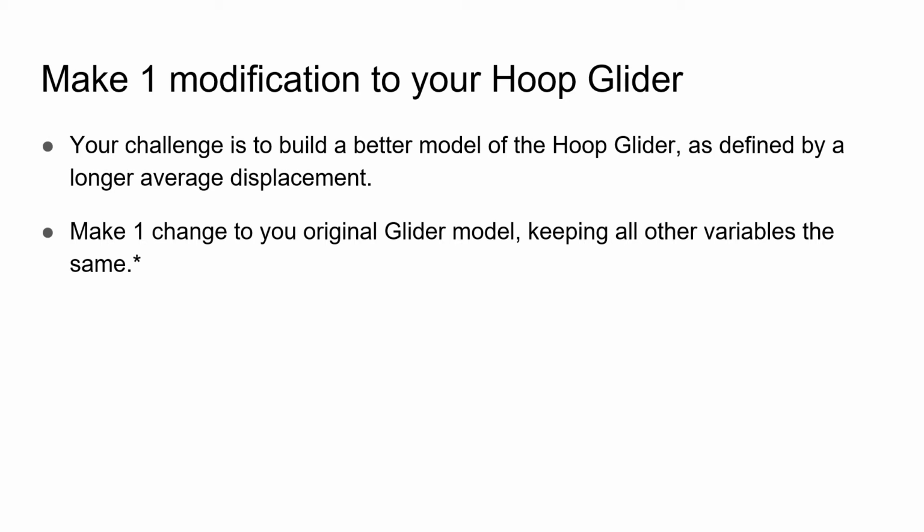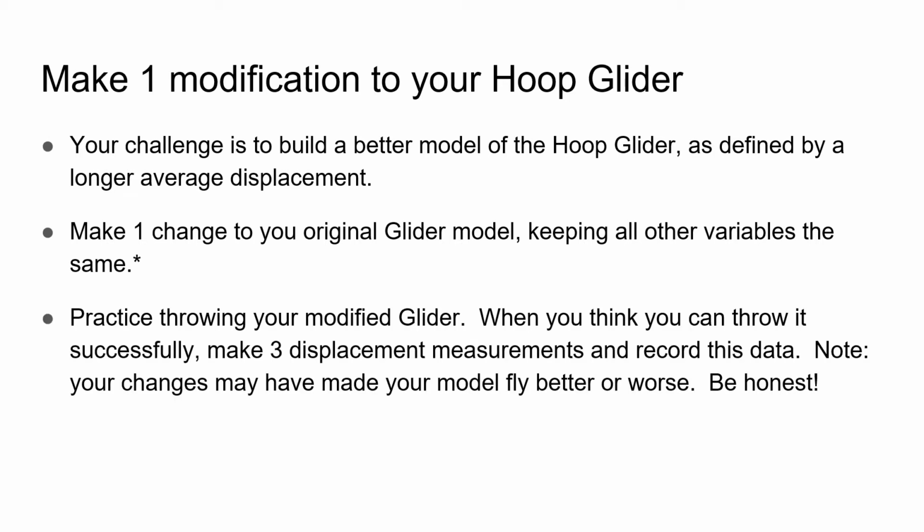Now, if you want to change the size of the rings, for example, let me suggest that you only change one ring, then retest. If you want to change the other one, fine, retest. But only make one change and do test between changes. Remember how when I asked you to go out and fly your original glider, I asked you to practice first. You should do that with your modified glider. Don't go out and just measure the very first throw. Make sure you know how to throw it.